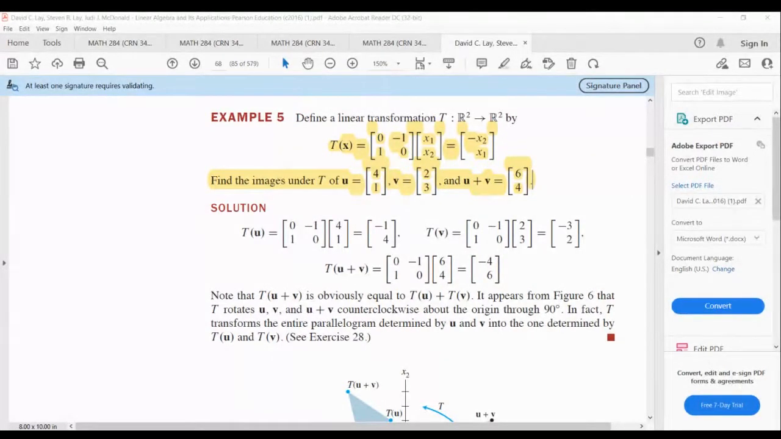Now, they note that the transformation of the sum of the vectors u plus v is obviously equal to the transformation of u plus the transformation of v. If you add T of u and T of v, the vector -1, 4 and the vector with coordinates -3, 2, that adds up to -4, 6.